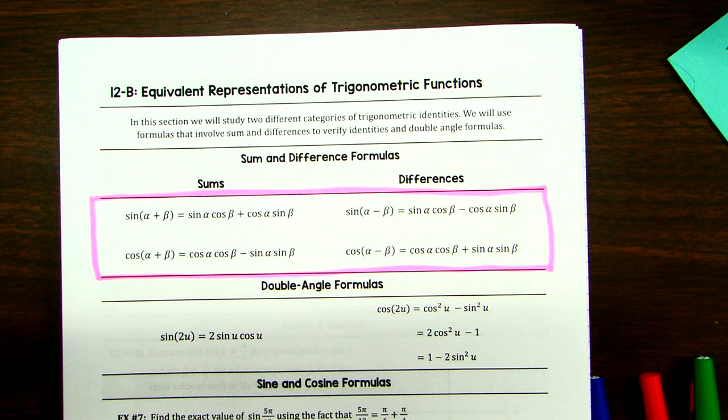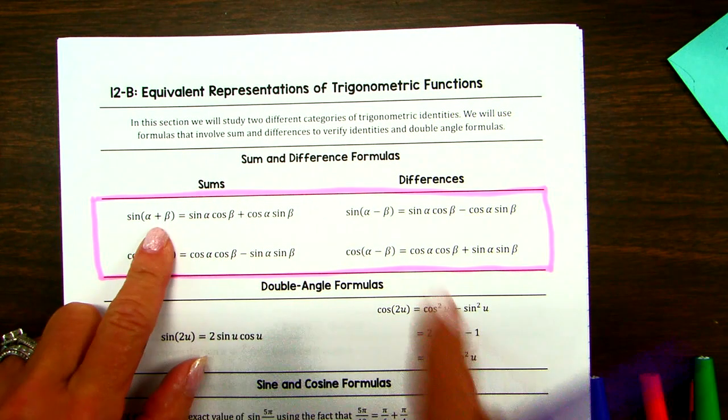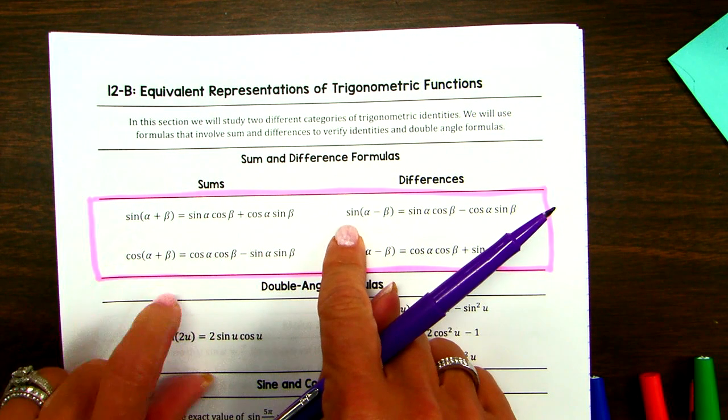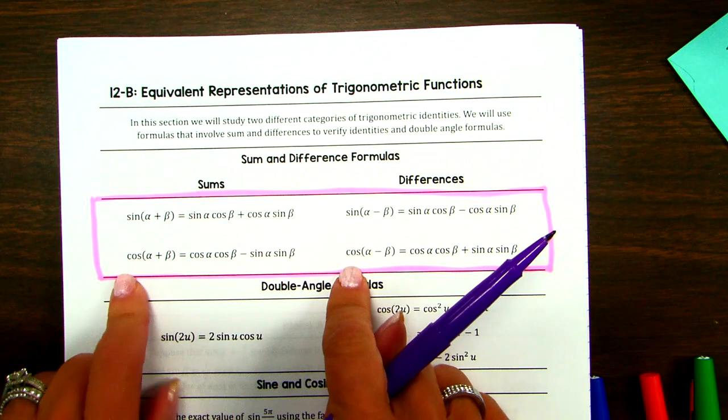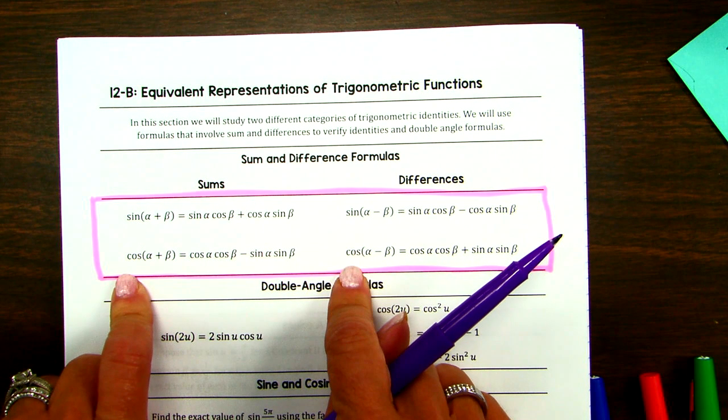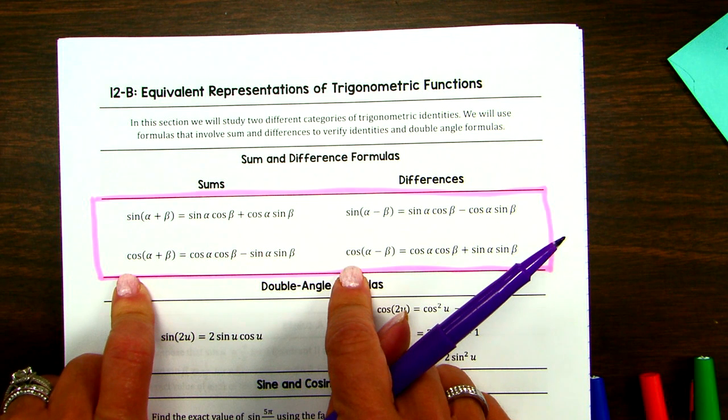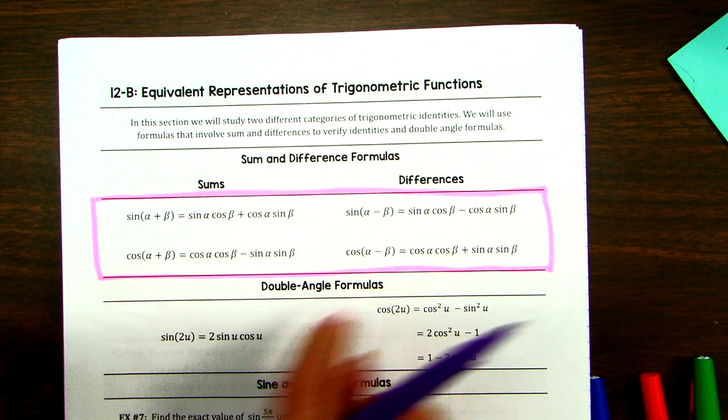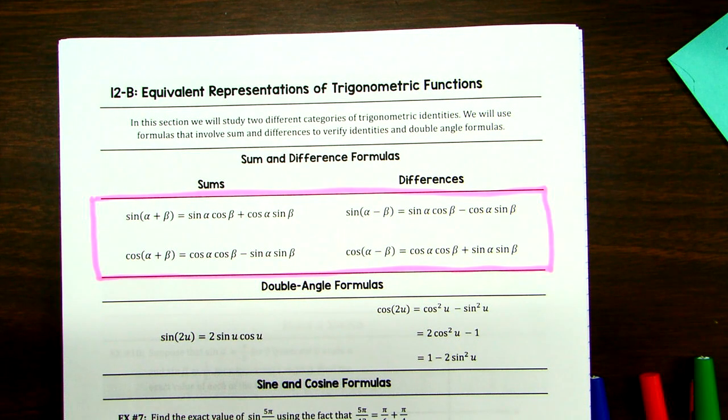First thing you might notice is I've highlighted this box here. These are called the sum and difference formulas. Notice that we have a sum and difference for sine and a sum and difference for cosine. Okay? These you will have memorized by the end of class, and they have to be memorized. Okay? I promise you this is not a difficult thing.